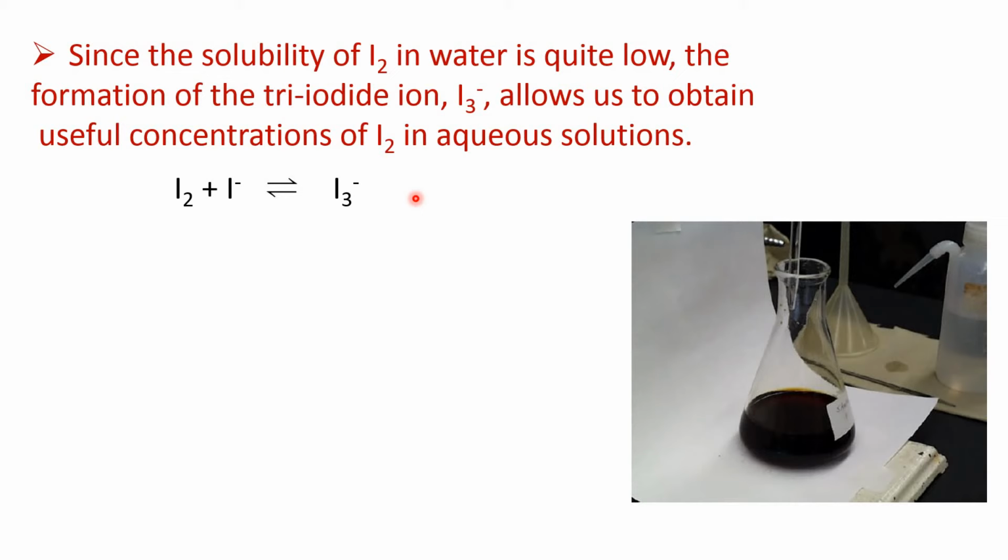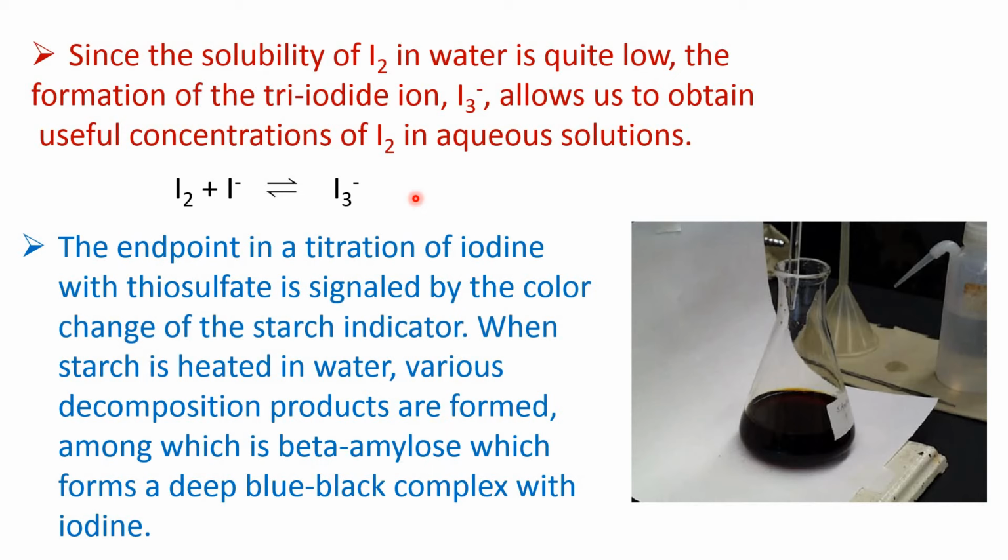Next viva question: starch indicator is used for this titration of iodine with sodium thiosulfate. Why? Because when you heat or boil the starch, a number of decomposition products are formed. Out of those products, one is beta amylose. And this beta amylose component forms a deep blue color with iodine. That means it forms a complex with iodine whose color is deep blue.